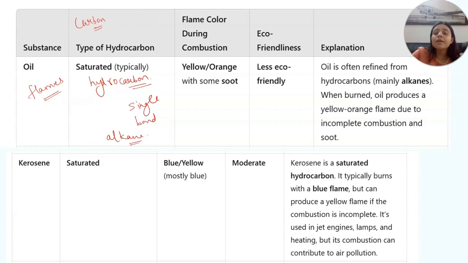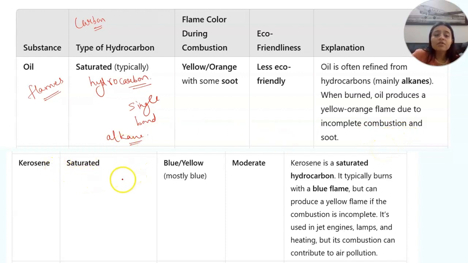Now some elements are hazardous for the environment and some are not. Okay, while they are giving out yellow and orange flames, yet they are not considered so harmful, just like carbon monoxide. So we will see certain examples which we use in our day-to-day life and which go through combustion. So oil is considered a saturated hydrocarbon, although it gives out a yellow-orange flame with some soot, less eco-friendly. Oil is refined from hydrocarbons, mainly alkanes. When burned, oil produces a yellow-orange flame due to incomplete combustion and soot.